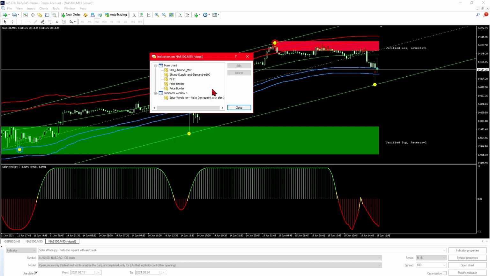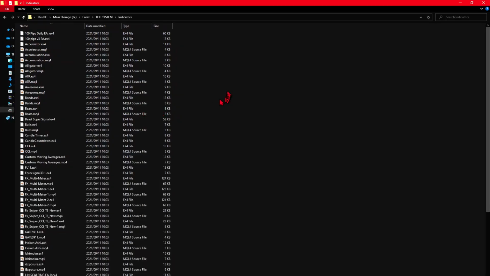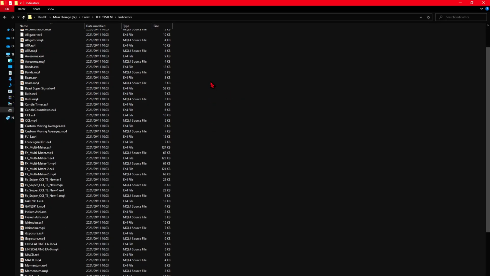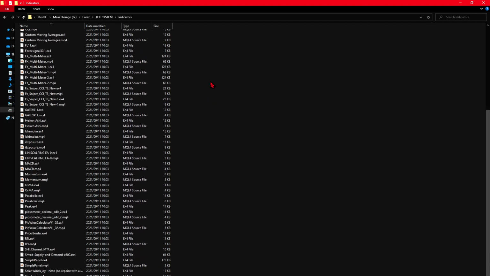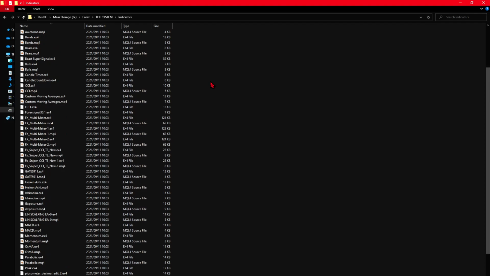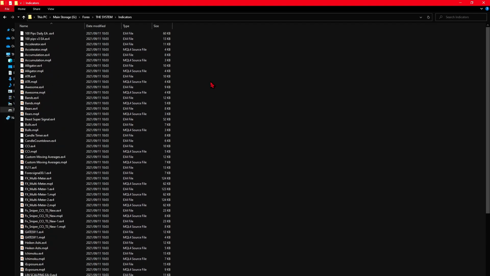If you want the full 73, you're more than welcome to download all of them, but for now I just downloaded these ones. To show you a bit of what I mean, these are all the indicators that come with the system, and only a few of those are actually applied in the template, so I wouldn't waste my time with downloading all of them. I would just download the specific few that I need.